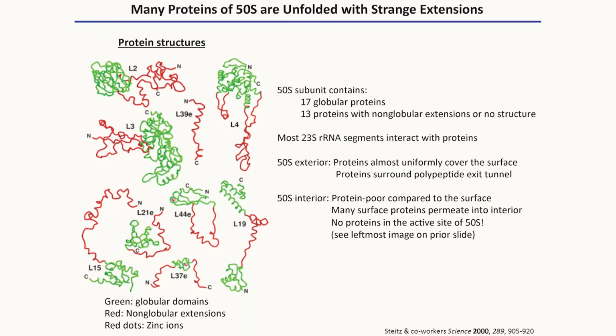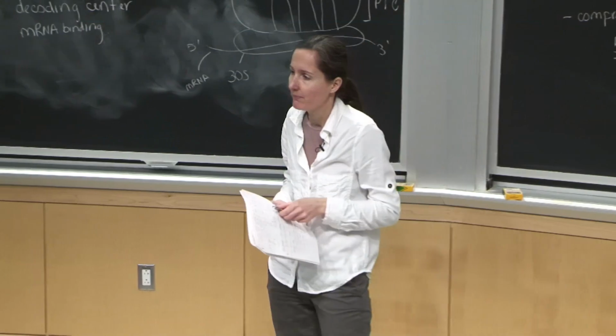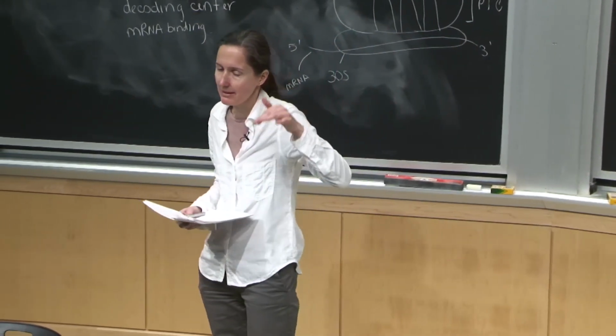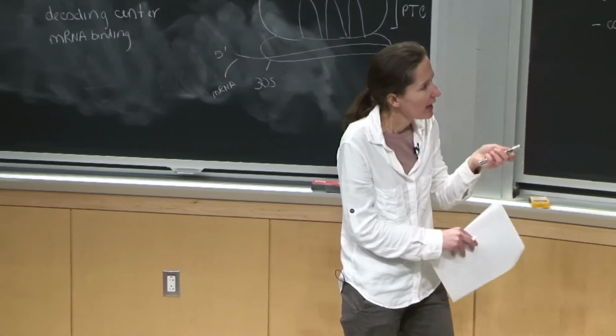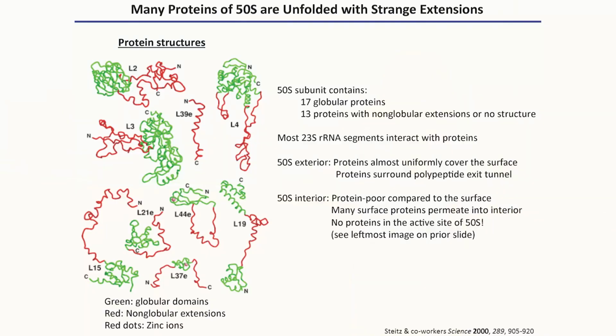So why is this? And where are these red extensions going? What's seen is that these non-globular extensions work their way into the interior of the ribosome. We can think of them kind of like tentacles going into the interior. So how might they interact with the RNA? I'll give you a hint. In these regions in red, there are quite a number of arginine and lysine residues compared to other regions.